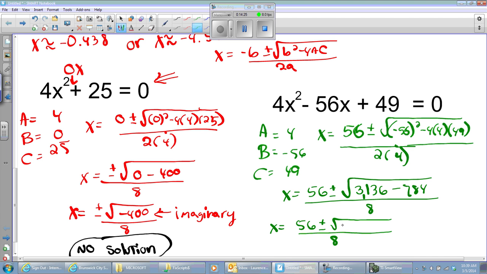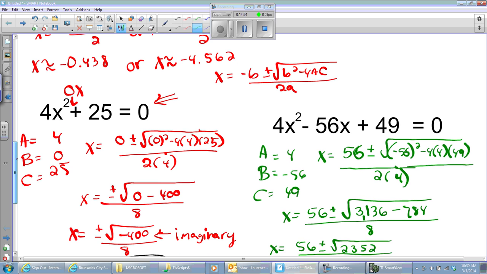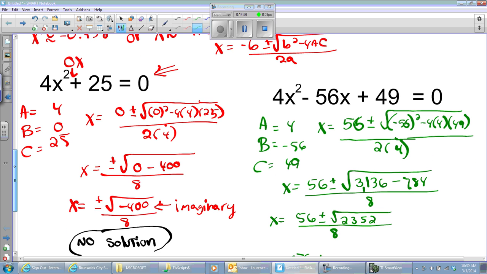So I need 3,136 minus 784. And so I'm going to get 2,352. And from there we go, x equals 56 plus or minus the square root of 2,352. Uh-oh, something's bothering me here. It's not coming out nice. I wonder if I have a silly mistake. Oh, I guess I don't.